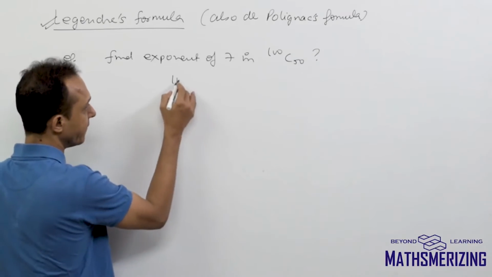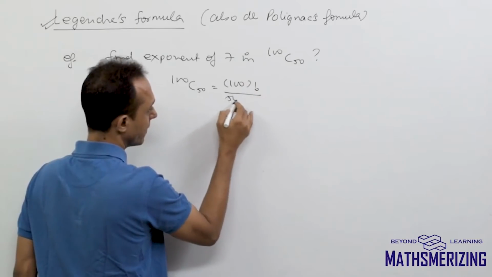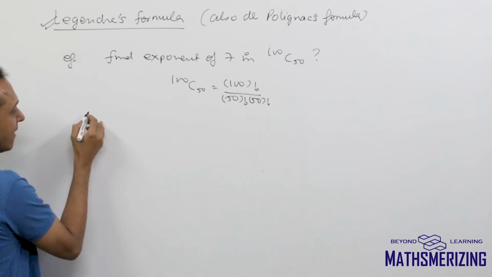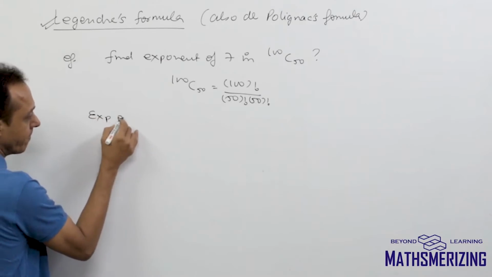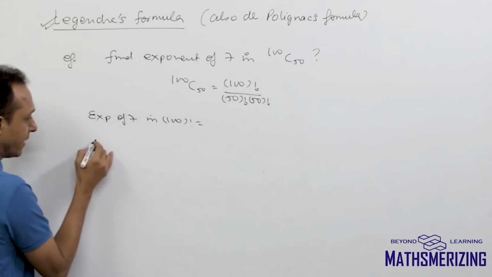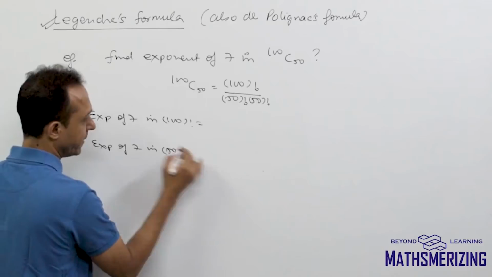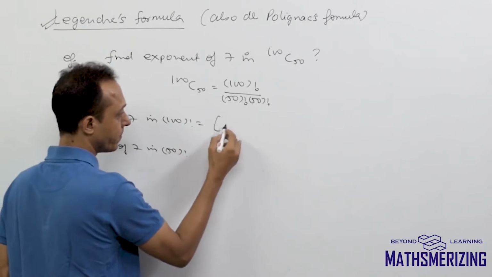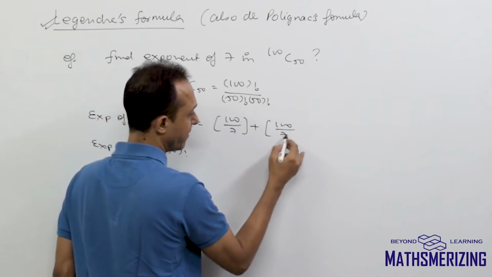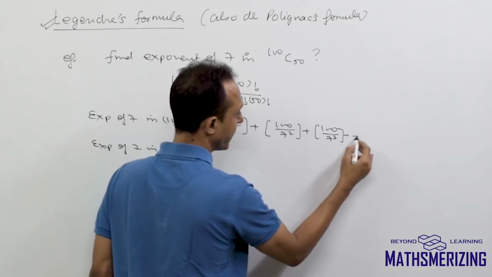Now what I know is 100C50 is actually factorial 100 divided by factorial 50 into factorial 50. So what I'll do is I'll find the exponent of 7 in factorial 100, and I'll also find the exponent of 7 in factorial 50. So for factorial 100 it will be 100 by 7, 100 by 7 square, 100 by 7 cube, and I'll go on.